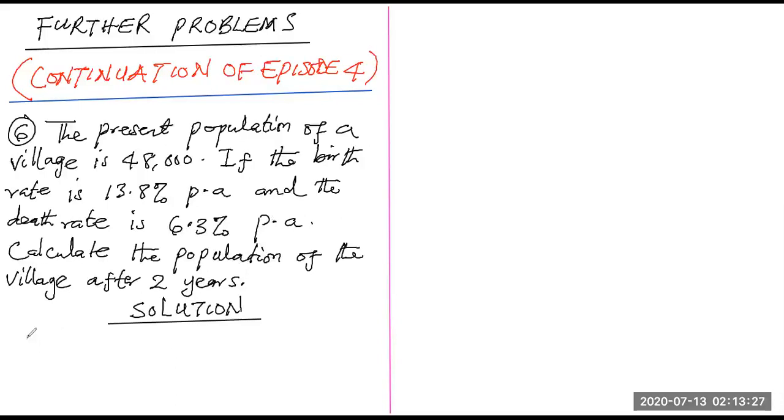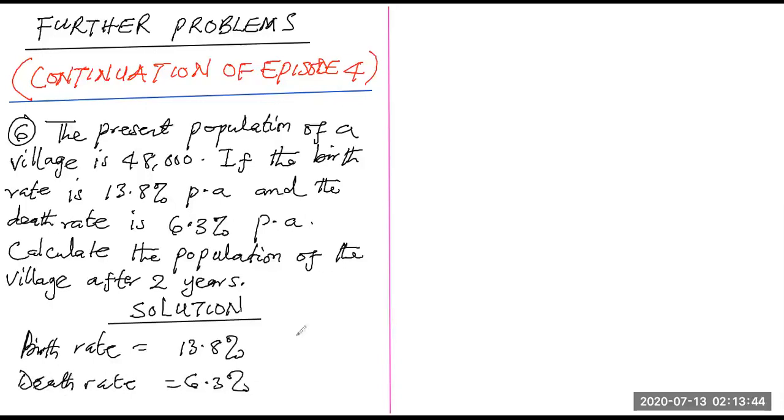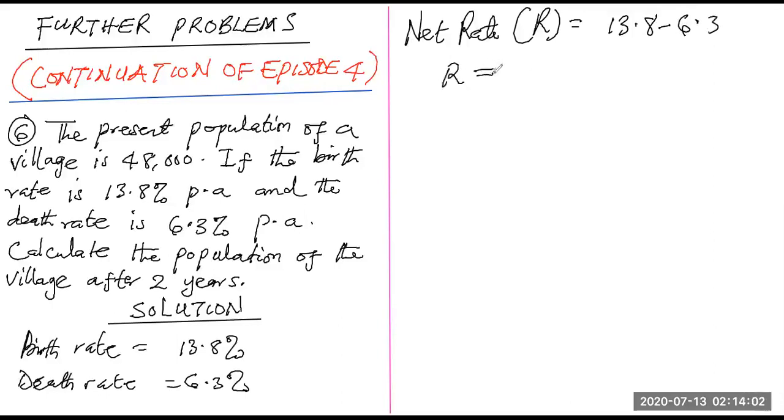So now, our birth rate is equal to 13.8%. Then our death rate is equal to 6.3%. So the net rate, which I will now call R, is equal to 13.8 minus 6.3. So our net rate now is equal to 7.5%.